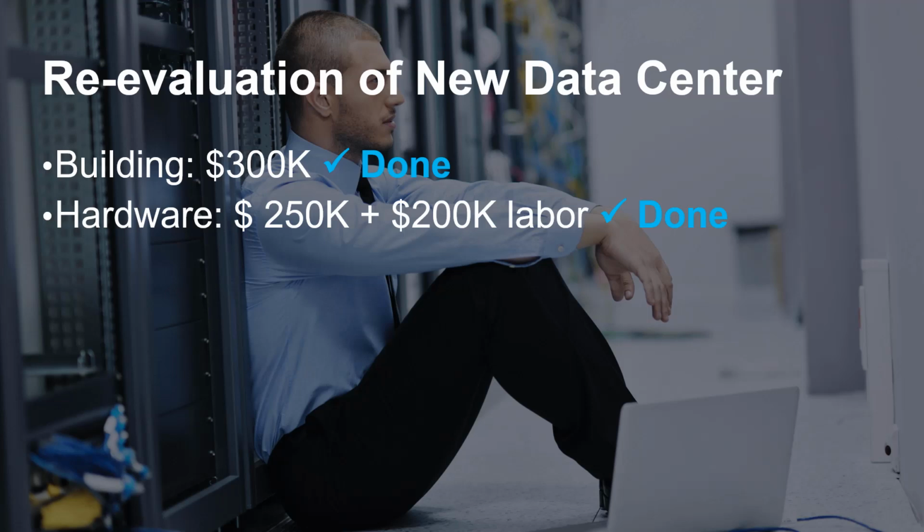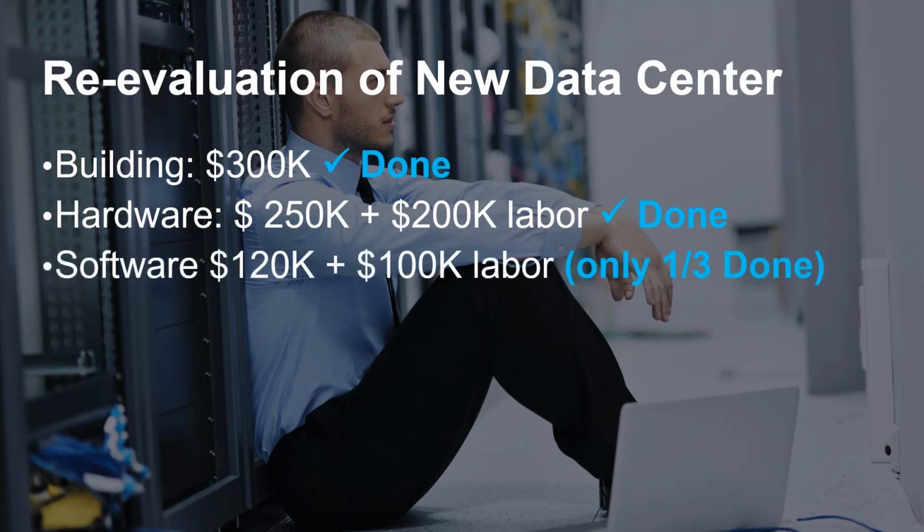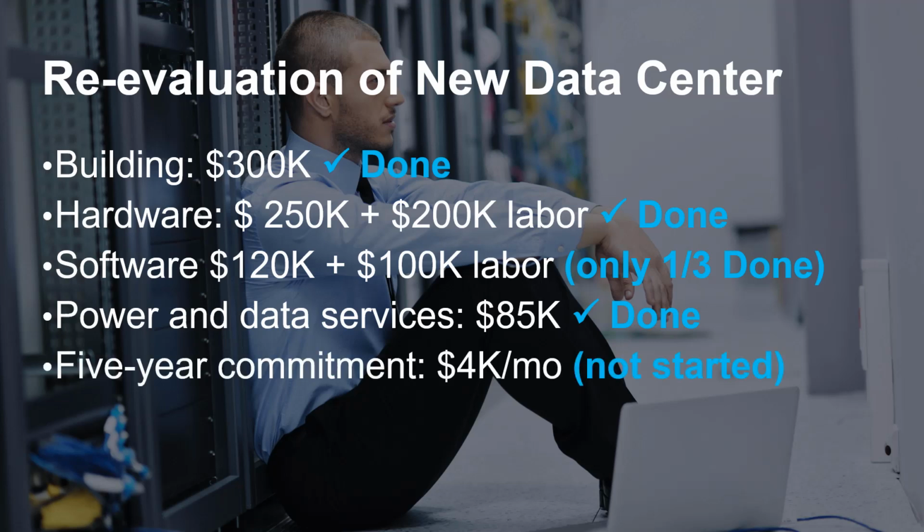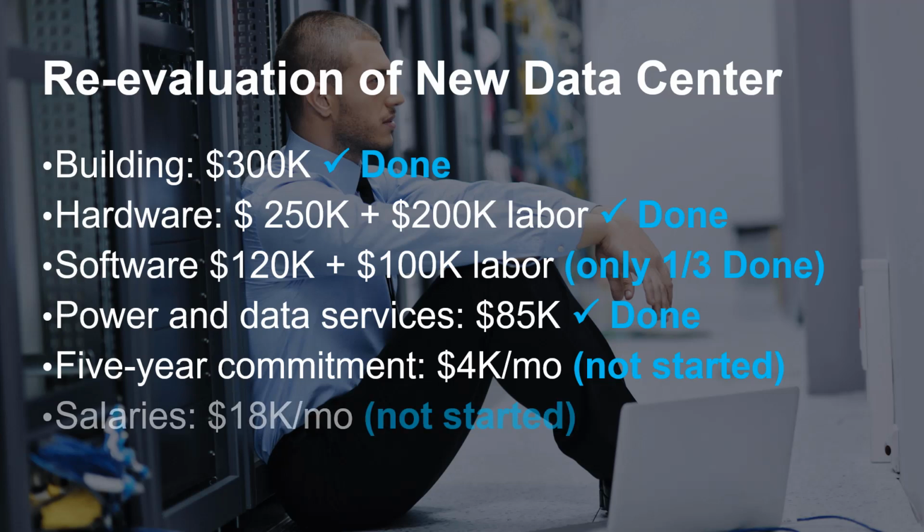The software is about 1/3 installed and configured. You have spent $120,000 in software and $100,000 in labor. The power and data services have been pulled into the building at a cost of $85,000. The 5-year commitment to buy services at $4,000 per month has not started, and you have not hired the people to run the data center. All in all, you're very proud of the fact that the project is on schedule and on budget, and it's very frustrating to have to do this exercise and tally up all the numbers, thinking that they might throw away all your great work because of the economic downturn.